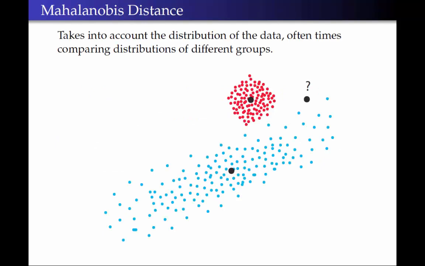Another really nice distance formula is the Mahalanobis distance. And I'm not even going to give the formula here. It looks like a complicated linear algebra formula that deals with covariance matrices. You will see it again in data mining and probably in my class in the fall. And what it does is it takes into account the distribution of the data. Sometimes when you're comparing the distributions of different groups.